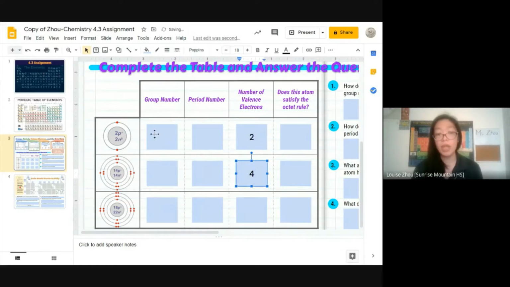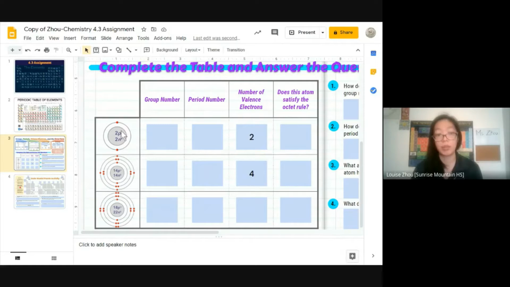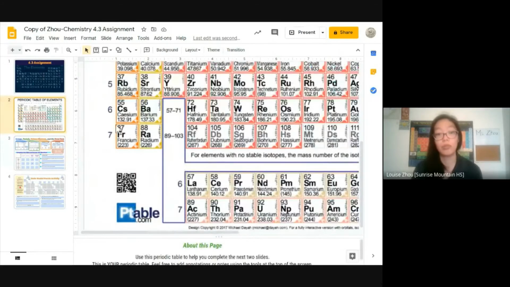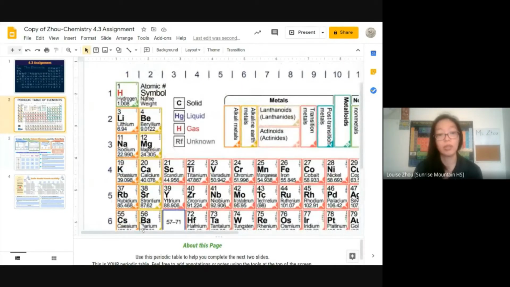Okay. For the group number and period number, again, you're going to find this element on the periodic table. How do you find this element? Remember your proton number, this P plus, your proton number is your ID number. So if I look for the element that has 2 protons, I'm going to click on this periodic table, which I included for you so you can reference it.